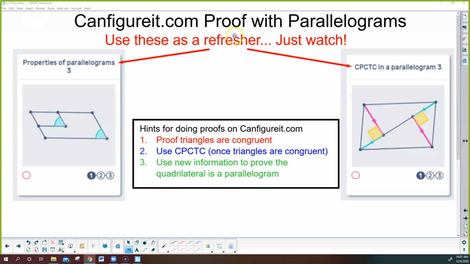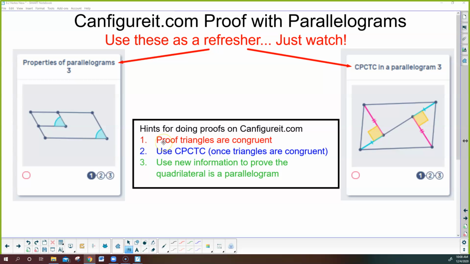All right, so what we're going to do is Can Figure It, but we're going to do it with properties of parallelograms. I'm going to show you two of them as a refresher. So I just want you to watch. It's a little tricky, especially this first one. But I want to give you some hints. These hints aren't always the same every time. It's just a general approach.